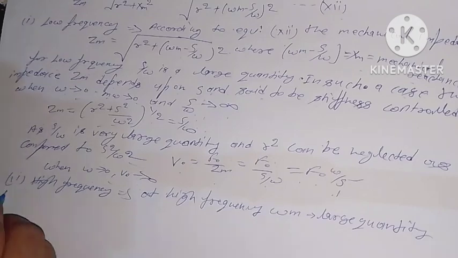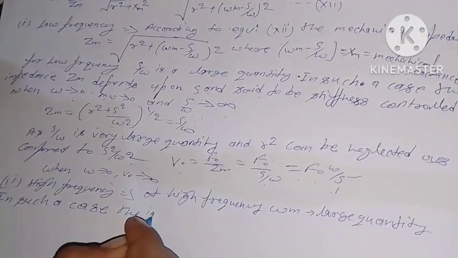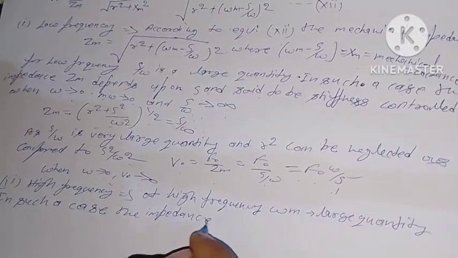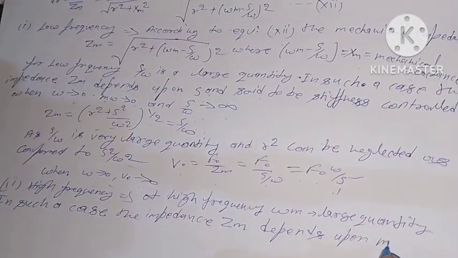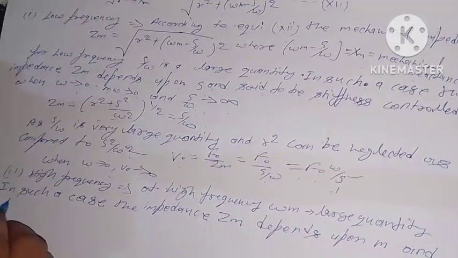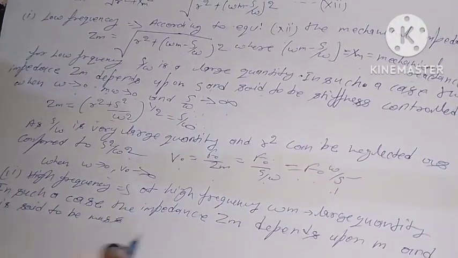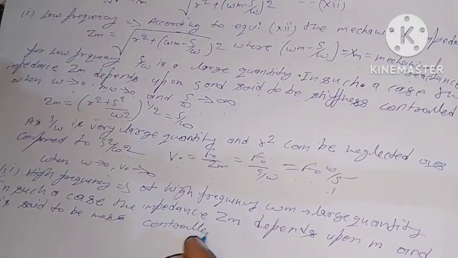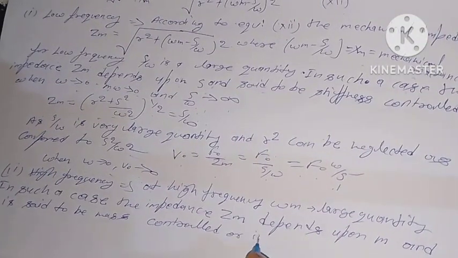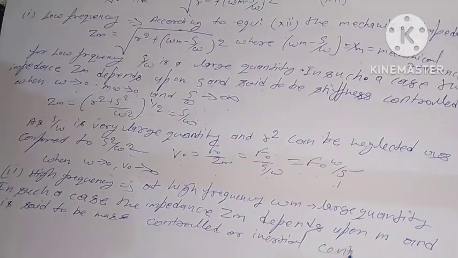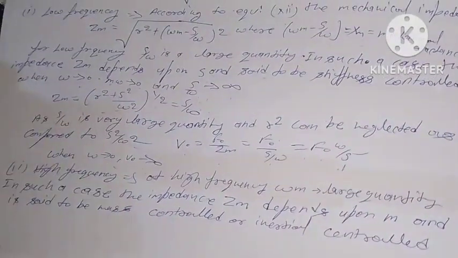In such a case, the impedance Zm depends upon m and is said to be mass controlled or inertia controlled. Okay?